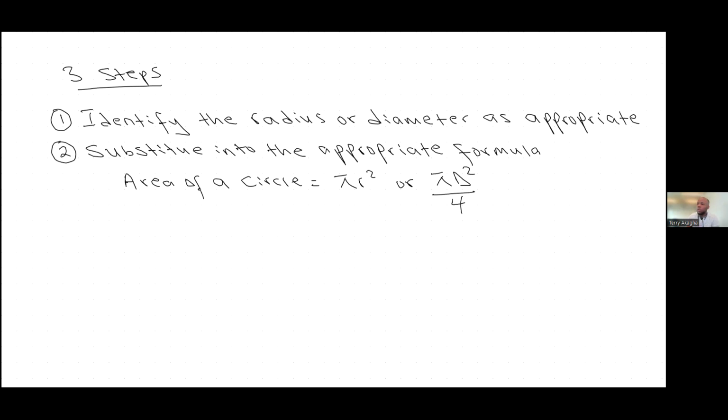And number 3, we then simplify. All right. So the first thing you have to do is identify the radius or diameter as appropriate. Then after that, you substitute into the appropriate formula, and you use pi r squared or pi d squared divided by 4. Then you simplify. Okay, good. Let me pick maybe 1 or 2 examples here to solve so that we can further understand and solidify the concept.